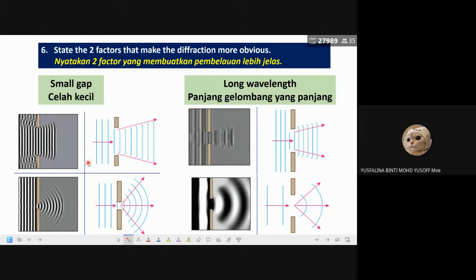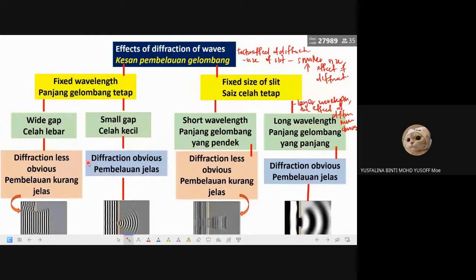Okay, so there are two factors. The gap is actually the same as the barrier. The smaller the barrier, the more obvious the effect of diffraction, right? So the first one is a small gap or barrier, and the second one is the wavelength. So if you want to see the effect of diffraction more obvious, you have to increase the wavelength. Okay, so this is actually the summary.